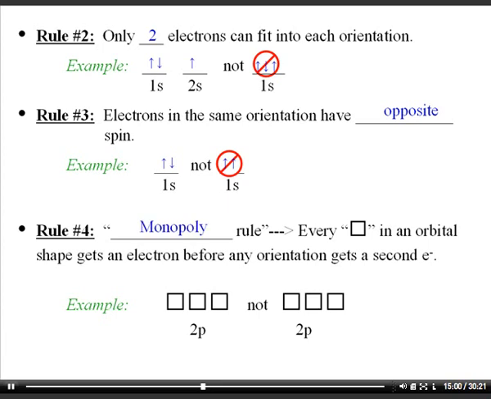Rule number 4 is what I call the monopoly rule. That basically says that whenever you have more than one box or more than one orientation, you have electrons that fill in there, everybody has to get one electron before anybody gets two. So if you had 3 electrons, basically you just got to spread them out. Kind of like in Monopoly. You cannot put 2 houses on Boardwalk and no houses on, let's say, Park Place. You have to put 1 house on Boardwalk and 1 house on Park Place. So I remind the students the monopoly rule just says spread out your electrons.